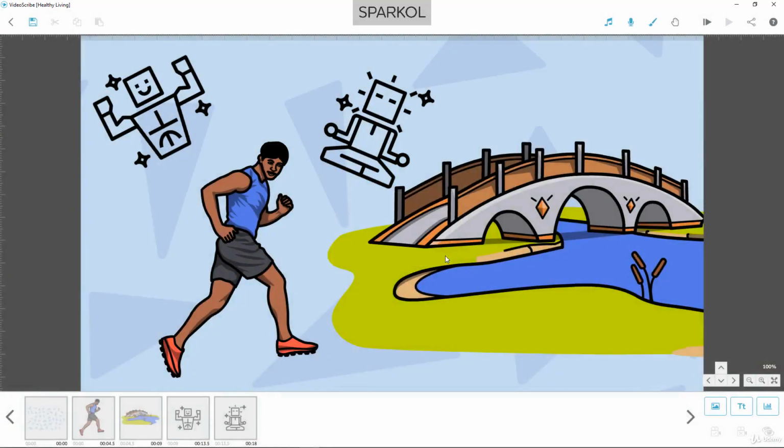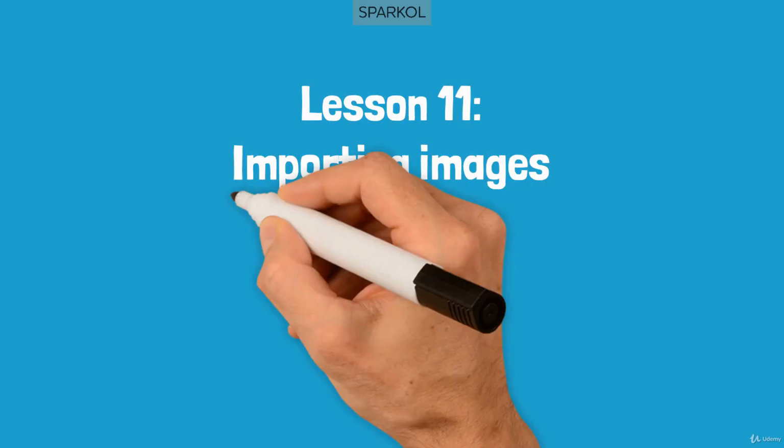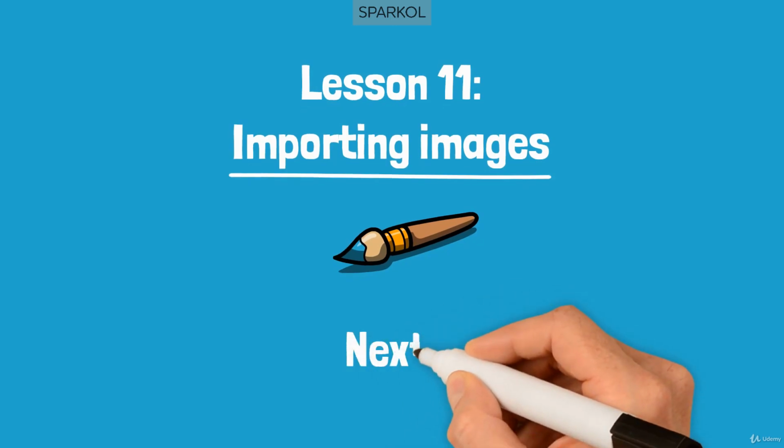Okay, so that's most of this first scene done, and that's it for this lesson. We've learned how you can import different types of images. In the next lesson, I'll be showing you how you can use text in your scribe.